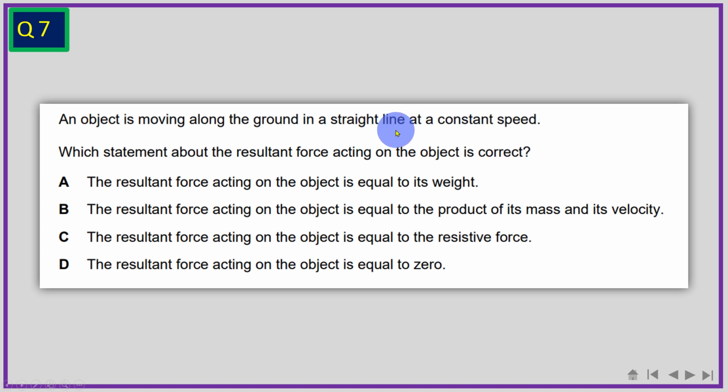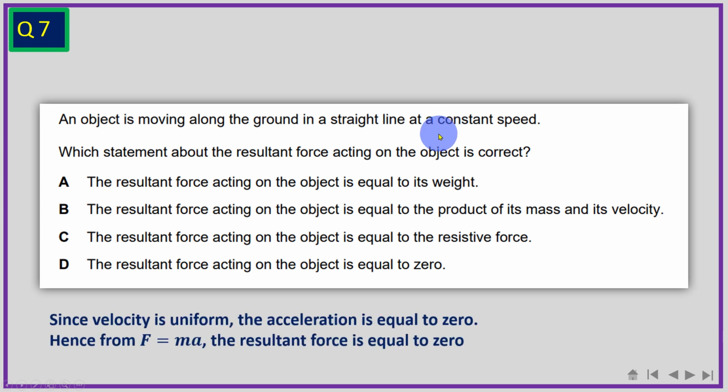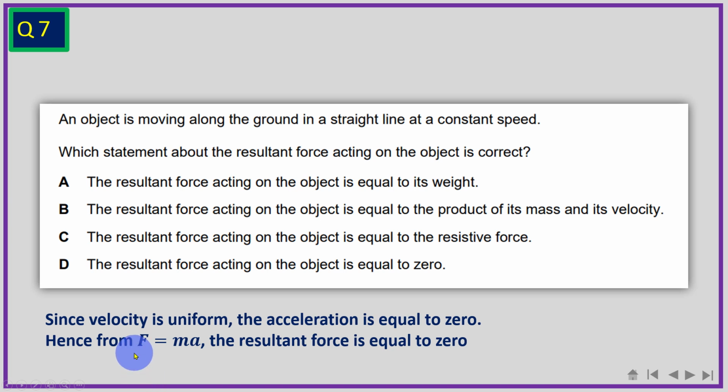If the acceleration is zero, from Newton's second law of motion, F equals ma, we will see that the resultant force on the object is zero. So this is the argument. Since velocity is uniform, the acceleration is equal to zero. Hence, from F equals ma, the resultant force is equal to zero. And that is where the correct answer is D. The resultant force acting on the object is equal to zero. Let's go to question 8.